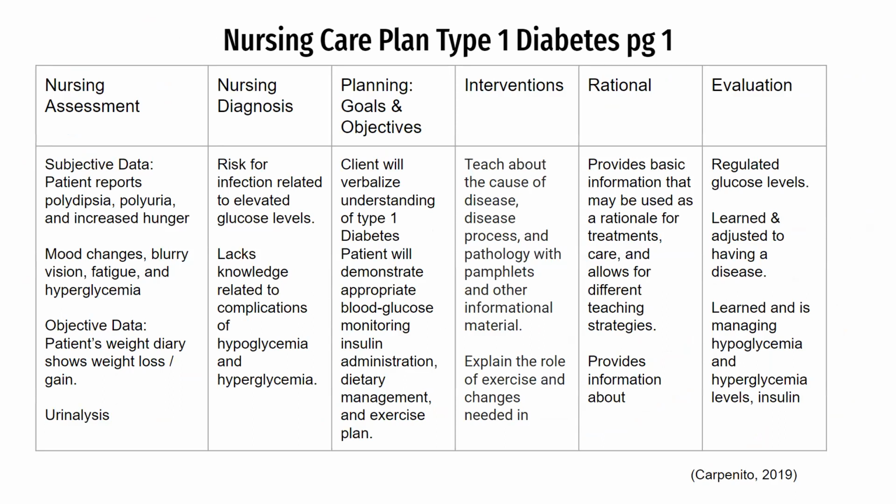In our assessment, typical subjective data that the patient reports is polydipsia, polyuria, and polyphagia. An antibody test is usually used to check for certain autoantibodies and is used to differentiate between type 1 and type 2, because in type 2 the autoantibodies are not found.